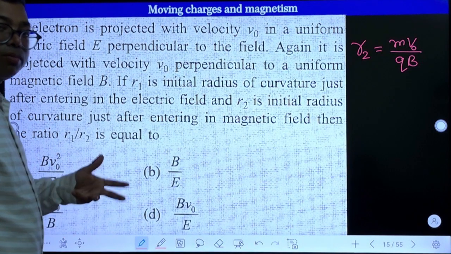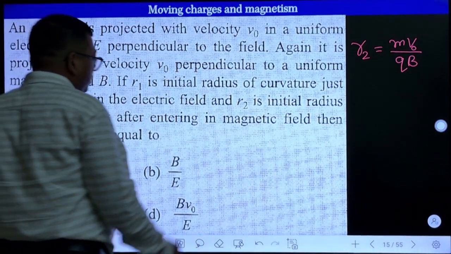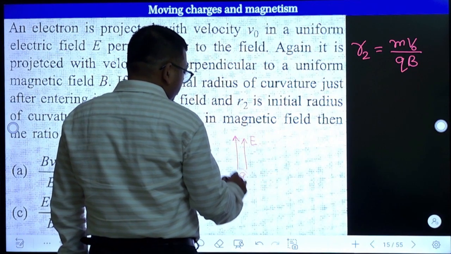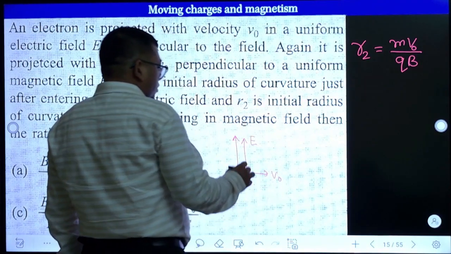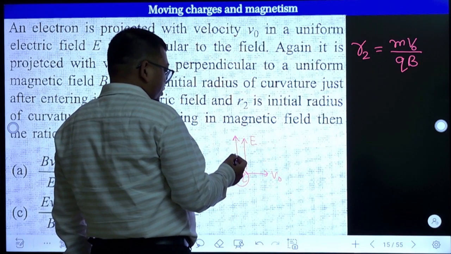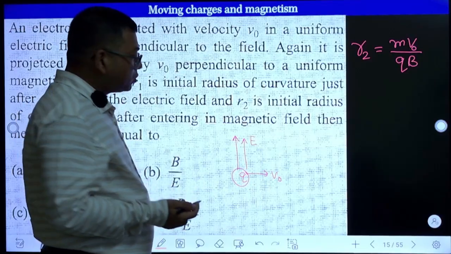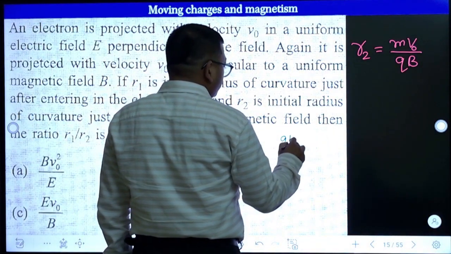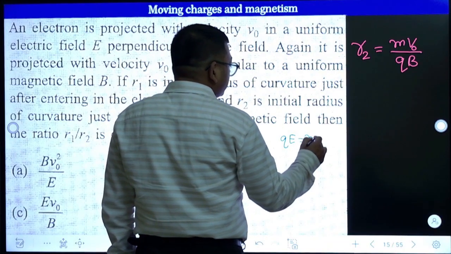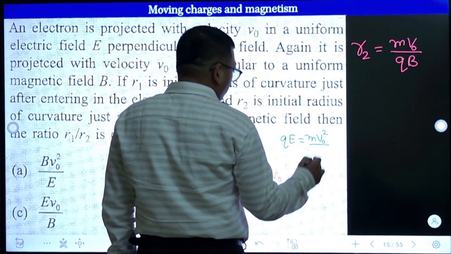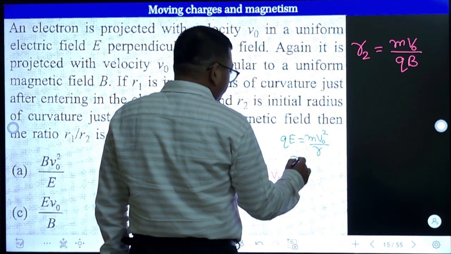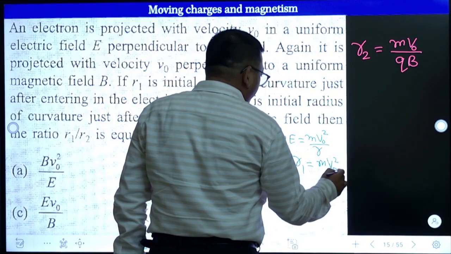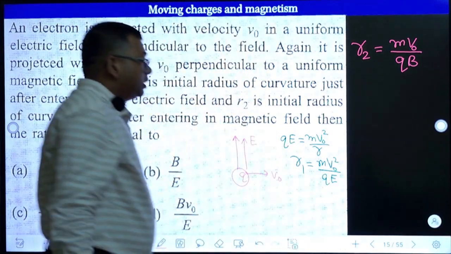Perpendicular. The electric field case is also perpendicular, so we are projecting perpendicular to the electric field. For example, suppose the electric field is like this, and you are projecting this charged particle in this direction with v naught. The force which is acting here in this direction will act like the centripetal force. So in this case also you can derive this formula: QE will act as the centripetal force, m v naught squared by radius. So the radius R1 will be m v naught squared by QE, right?